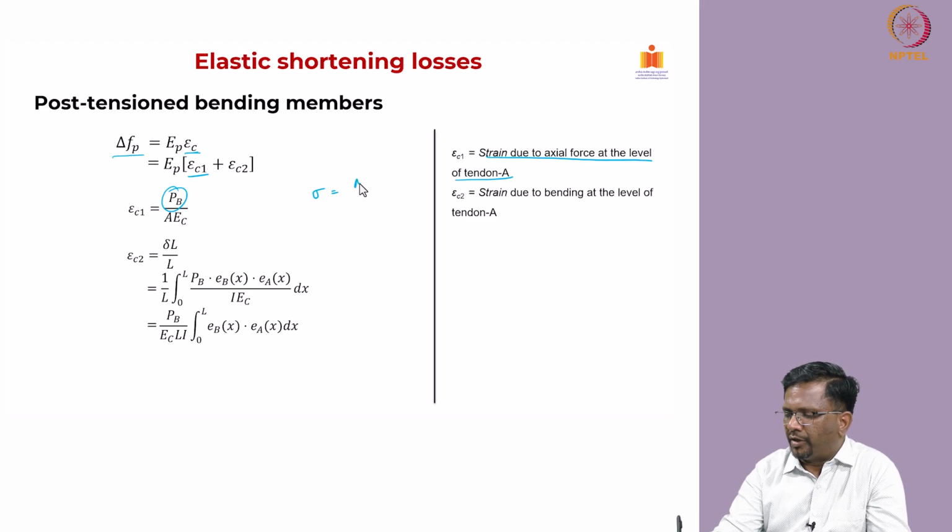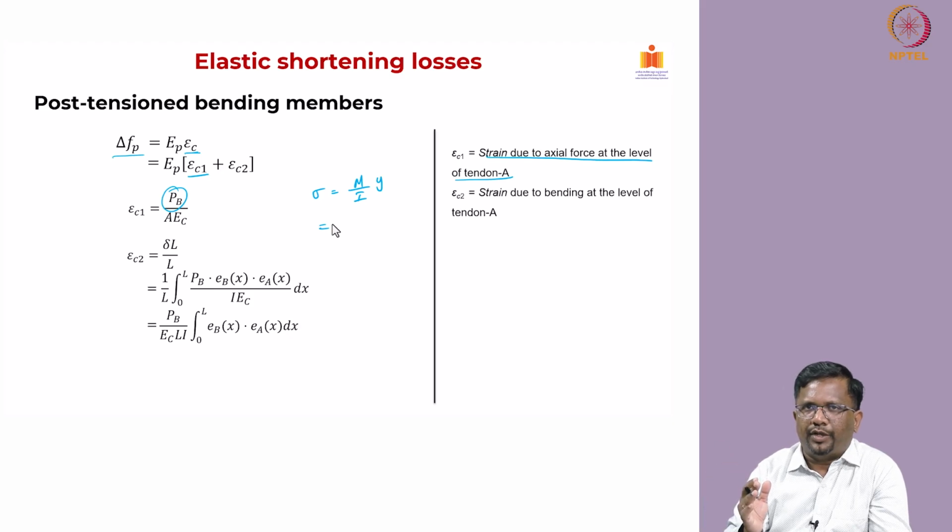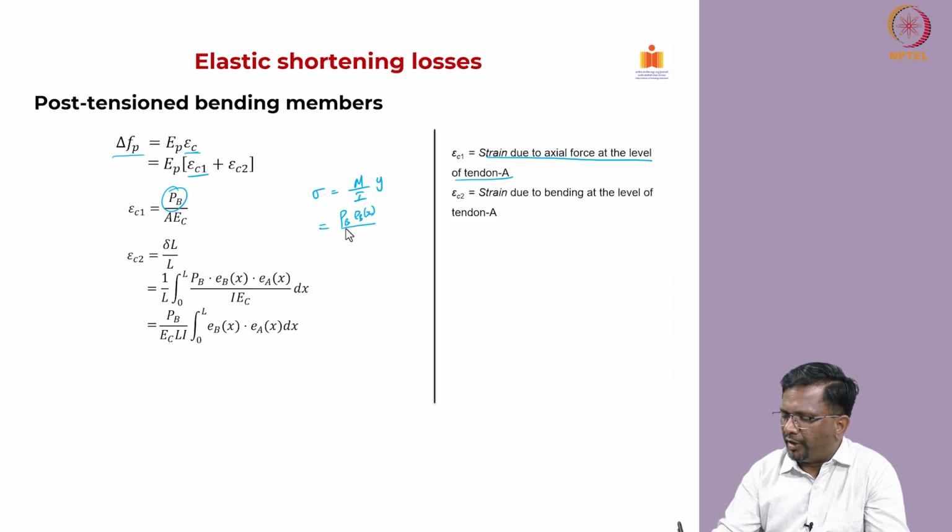Stress is nothing but M by I into Y. Now, what is this M? M is the bending moment due to pre-stressing. Now, what is the bending moment at pre-stressing? When I am applying the force on the tendon B, the moment that is happening is PB times EB at a distance of x, if I am looking at a distance x. So, that is your bending moment.